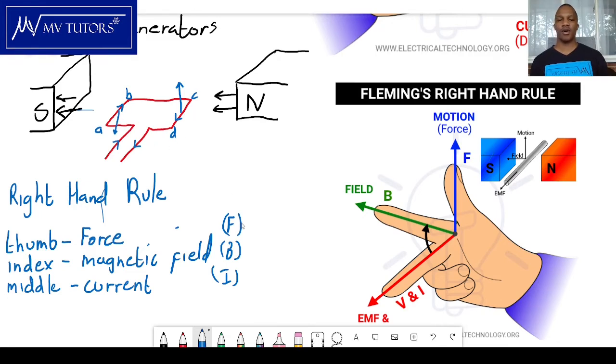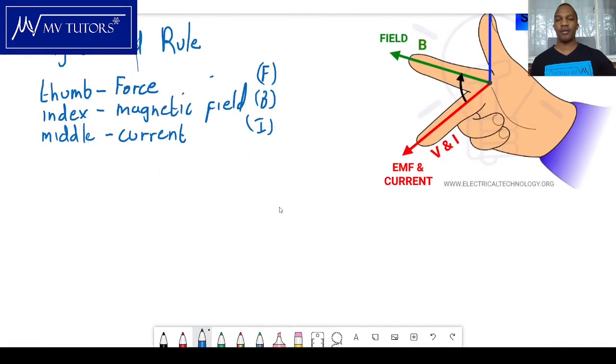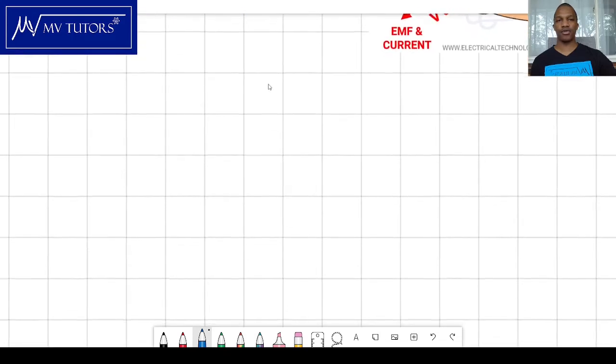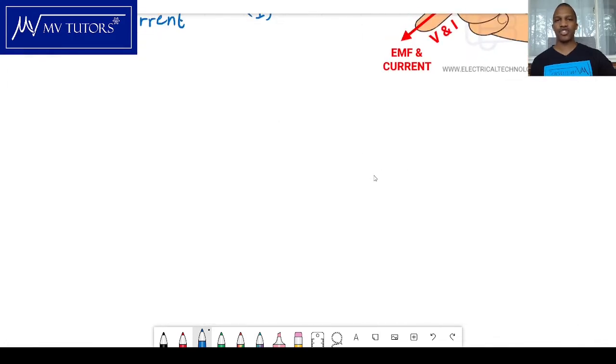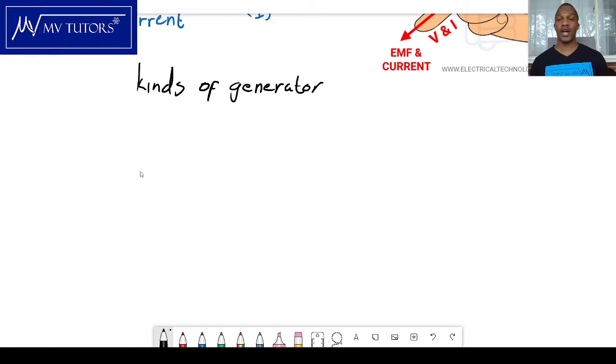So that's it. This is just a rule to figure out where all those variables go. But when it comes to generators, remember, motors are only really one kind, but generators are a little bit more complicated. We have kinds of generators, and we need to know there's generally two kinds of generators.